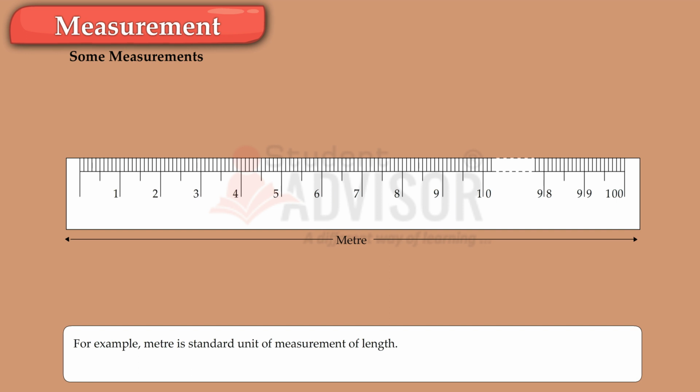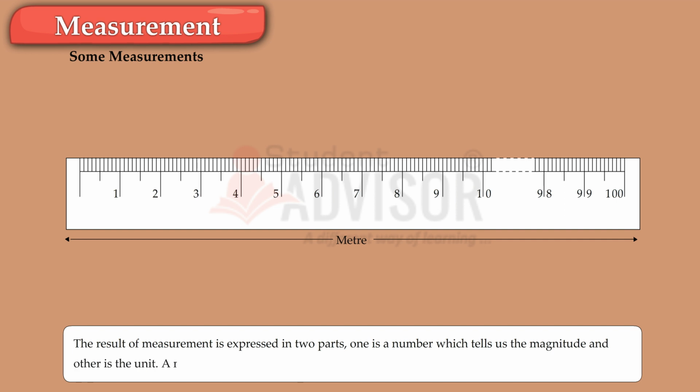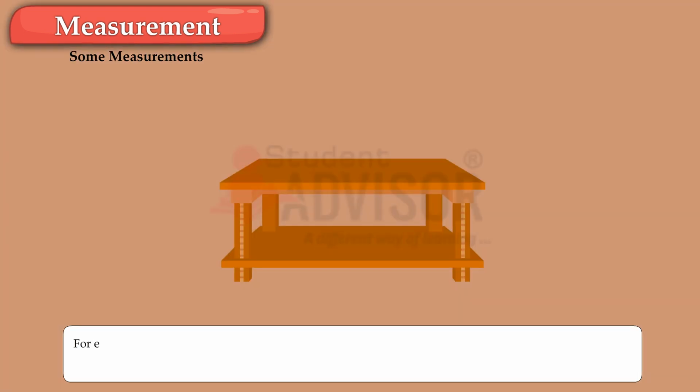The result of measurement is expressed in two parts. One is a number which tells us the magnitude and the other is the unit. A measurement is not complete unless both number and unit are mentioned. For example, if the length of a table is 12 meter, then 12 is the number and meter is the unit.